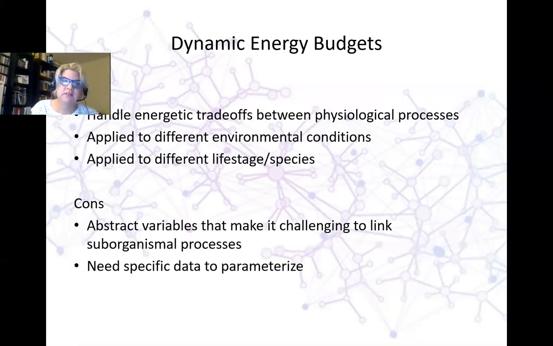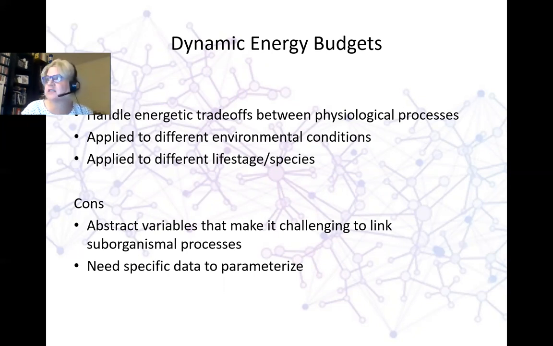The dynamic energy budgets, again, have these energetic trade-offs. They can handle that between the physiological processes. They can be applied to different environmental conditions, which is where we can bring the environment into the framework. They can be applied to different life stages and species. But the cons, of course, which is a bit of a barrier, is these abstract variables, that fantasy world, where we're trying to link these abstract variables to suborganismal processes. It's hard to do. And it does need some specific data to parameterize as well. I know the AOPs require a lot of data. The DEBs do as well, it's just different types. Right?